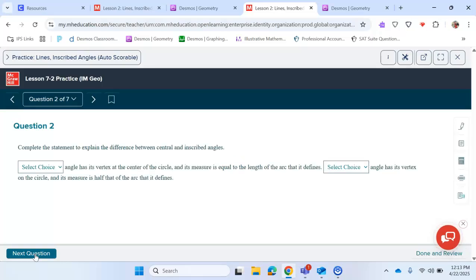Question 2. Complete the statement to explain the difference between central and inscribed angles. Blank angle has its vertex at the center of the circle, and its measure is equal to the length of the arc that it defines. All right, so if its vertex is at the center, it's a central angle.